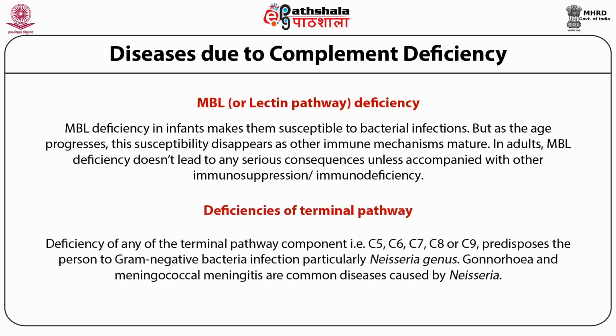Deficiency of terminal pathway components, that is C5, 6, 7, 8 or 9, predisposes the person to gram-negative bacterial infection, particularly Neisseria genus. Gonorrhea and meningococcal meningitis are common diseases caused by Neisseria.